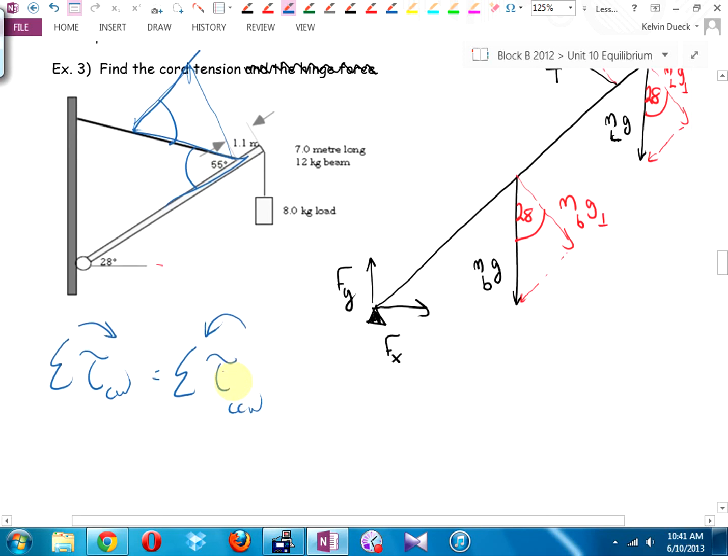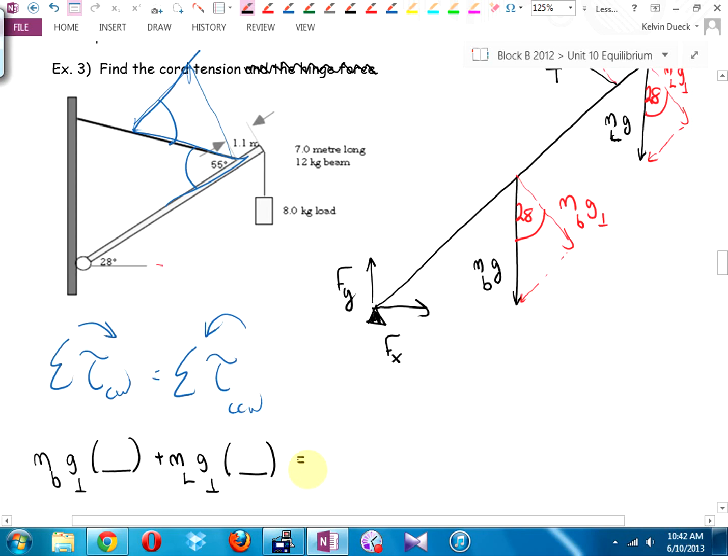What torques would cause this to spin clockwise? I think both the masses, yes? So it's going to look like this. The mass of the beam g perpendicular times its distance from the pivot plus the mass of the load g perpendicular times its distance from the pivot.